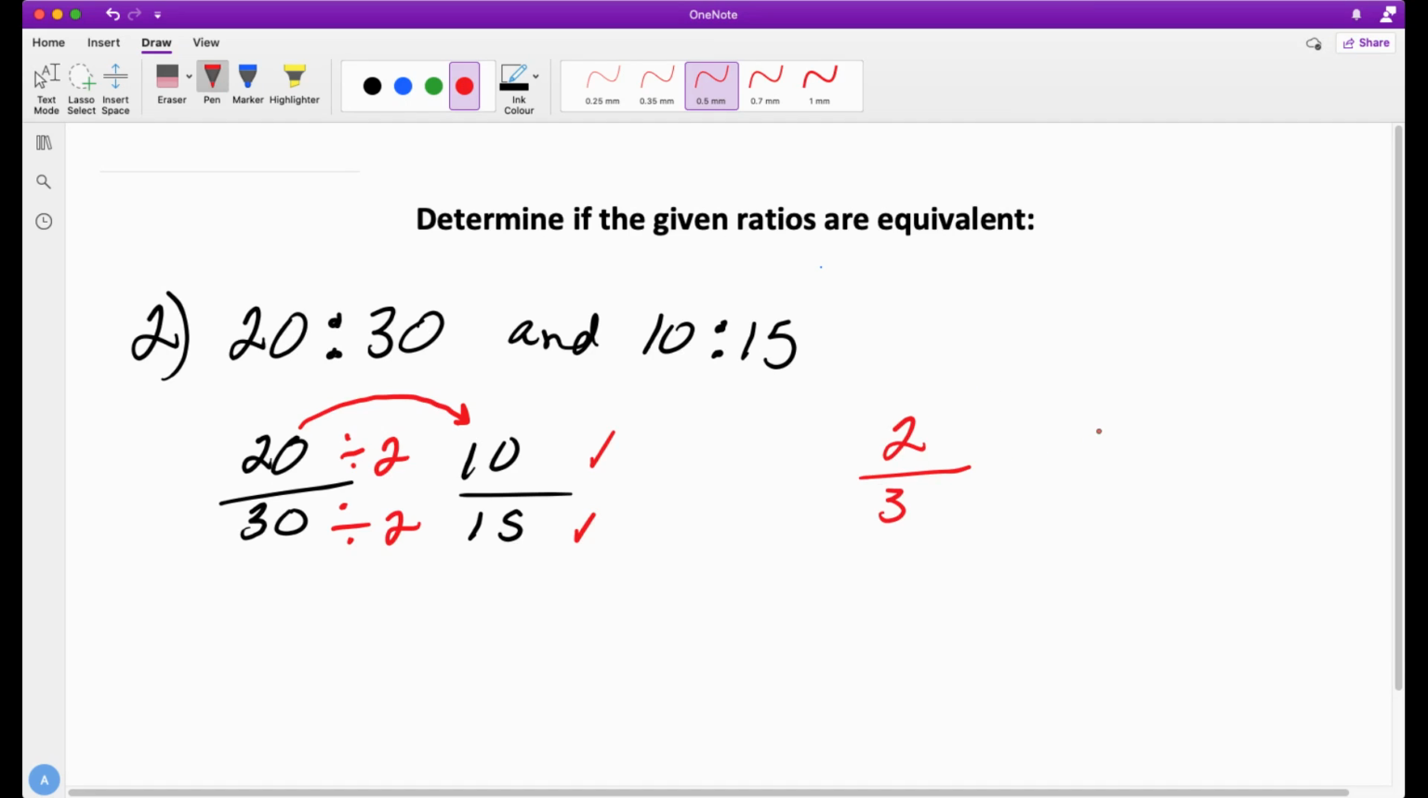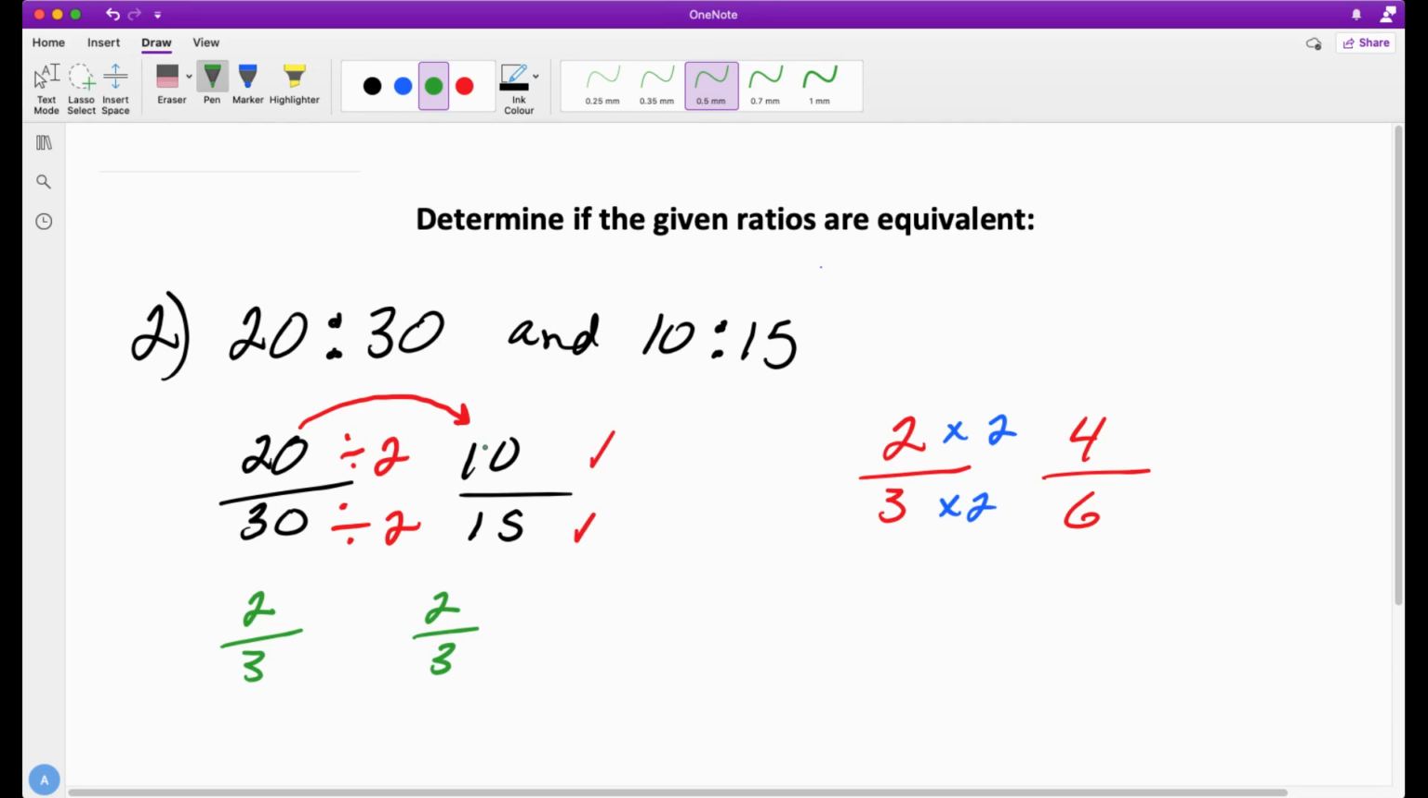We could do 2 over 3 and we can do 4 over 6. And we can say, are these going to be equal? Well, in order to get from 2 to 4, I can multiply by 2. So that means I must also be able to multiply my denominator by 2 in order for this to work. So we can check as well by reducing. Well, 20 over 30 reduces to 2 over 3. 10 over 15 reduces to 2 over 3.